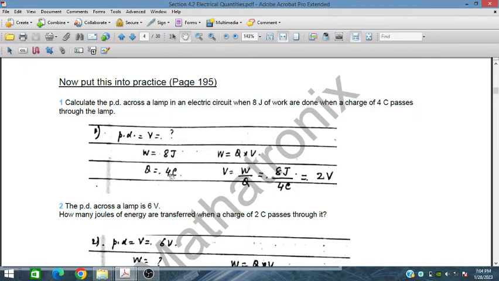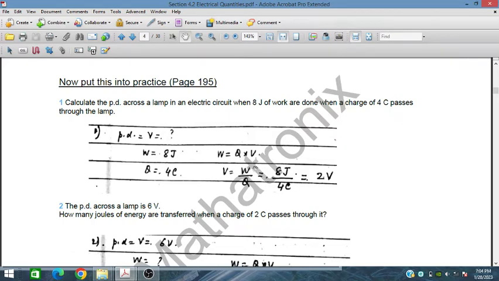Work done is 8 joules and charge is 4 coulombs. So W is equal to Q times V is the formula for work done. Q is 4 coulombs, and V we don't know, we have to find it. W is 8 joules, so the voltage, or the potential difference, is equal to work done divided by the charge.